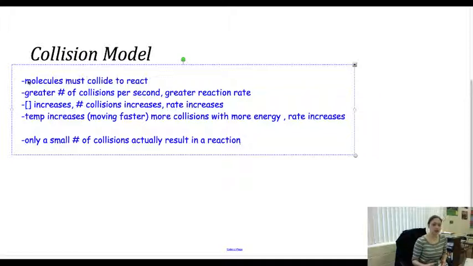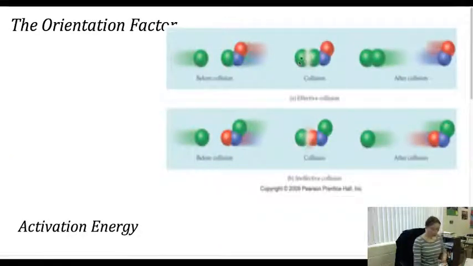So only actually a small number of collisions result in a reaction. Just because they collide together doesn't mean that they are oriented correctly or that they have enough energy to actually make the reaction and stay bonded together. So even if they do collide together, they don't always actually even make the reaction. So you have to have a ton of collisions just to have a few of them actually make my reaction.